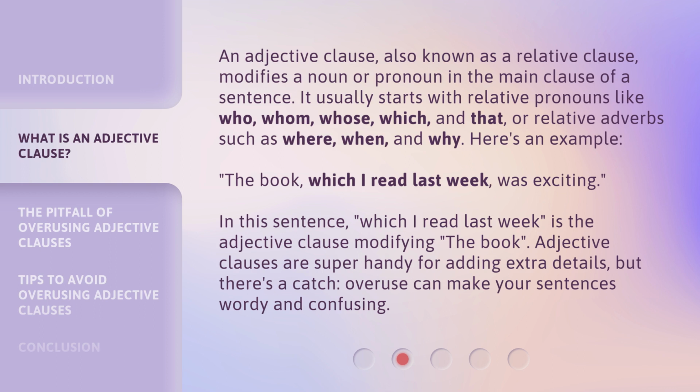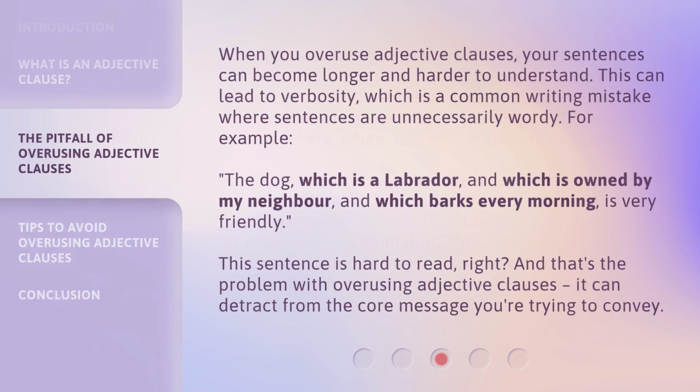Adjective clauses are super handy for adding extra details, but there's a catch. Overuse can make your sentences wordy and confusing. When you overuse adjective clauses, your sentences can become longer and harder to understand. This can lead to verbosity, which is a common writing mistake where sentences are unnecessarily wordy.